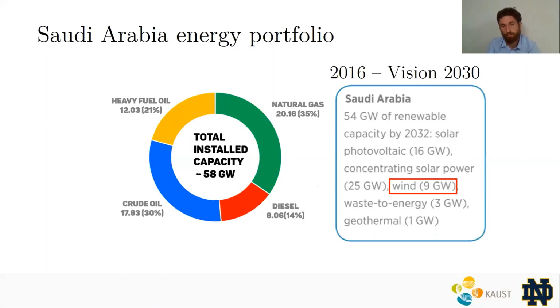And let me start by motivating this. Why are we interested in wind energy in Saudi Arabia? As you can imagine, the total installed capacity of Saudi Arabia is pretty much dominated by fossil fuels, right? They have 60 gigawatts of installed capacity, and virtually all of it is dominated by fossil fuels.